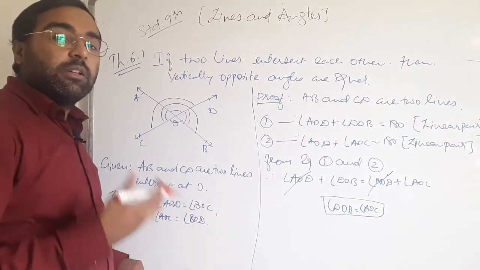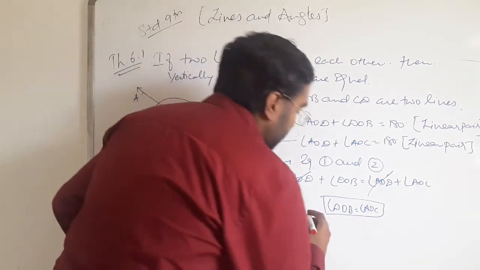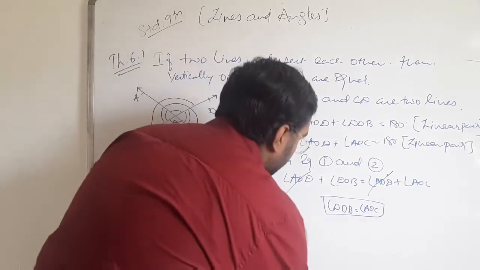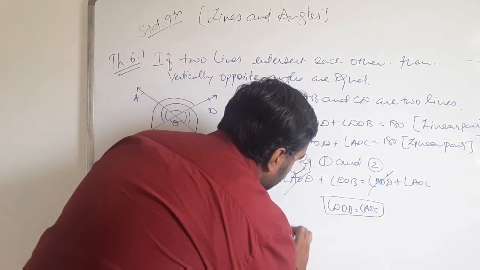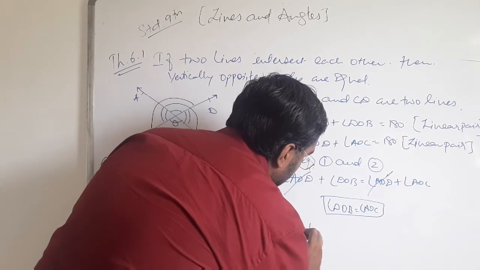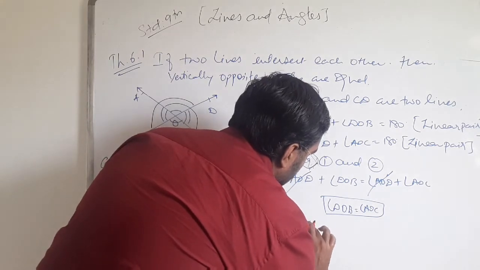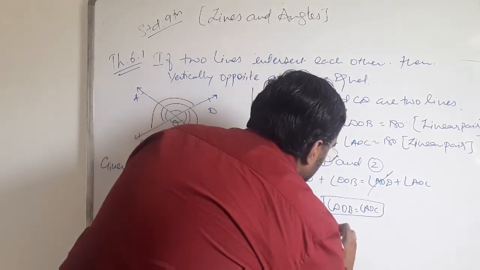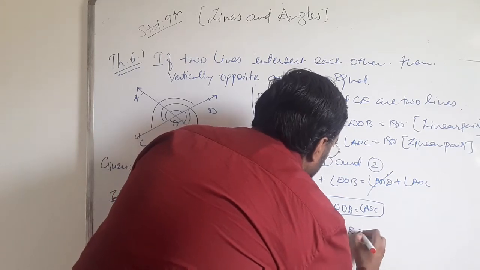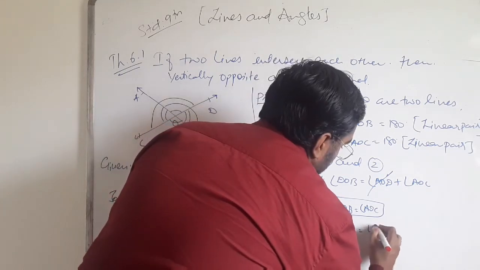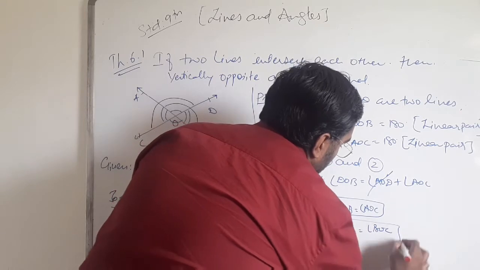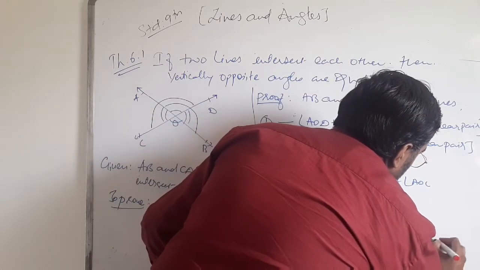Similarly, the second one we can do. Similarly we can prove that AOD is also equal to BOC. And after that we write, hence proved.